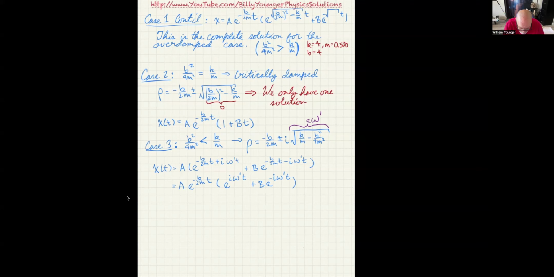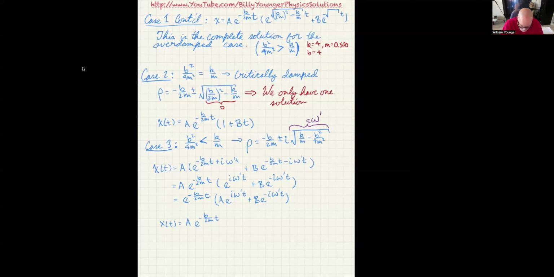If I had chosen to, instead of putting the a out in front of the e to the negative b over 2m, if I had done it like this and said e to the negative b over 2m times t, and then had a e to the i omega prime t plus b e to the negative i omega prime t, then you can see how this result in the parentheses can make a cosine term and a sine term. So ultimately, what your author calls it is x of t is equal to a e to the negative b over 2m times t. You can think of that as an exponential decaying envelope that basically causes the cosine function to exponentially decay. That's what we're shooting at here.